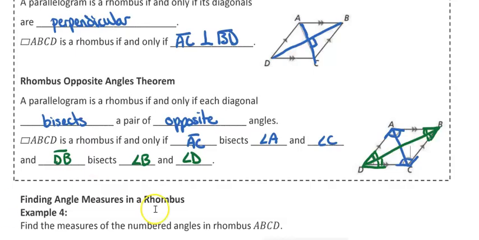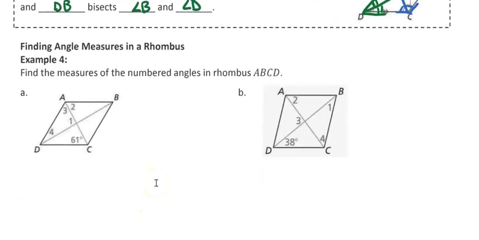Okay. Example 4 says, finding angle measures in a rhombus. Find the measures of the numbered angles in this rhombus. You do not have to find them in order. Remember that a rhombus is a parallelogram. On a rhombus we just learned that the diagonals are perpendicular, so the diagonals intersect at a 90-degree angle. So angle 1 is 90 degrees, and the reason is the diagonals are perpendicular. That was from the rhombus diagonals theorem.